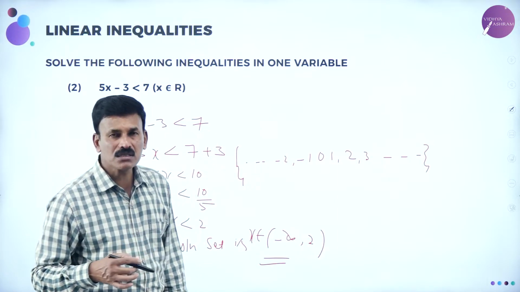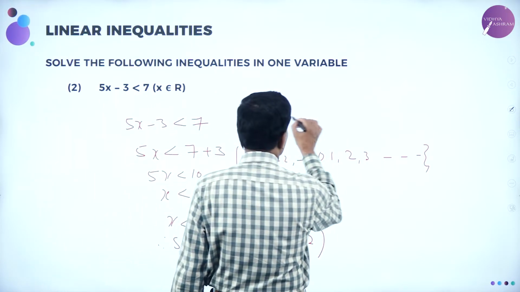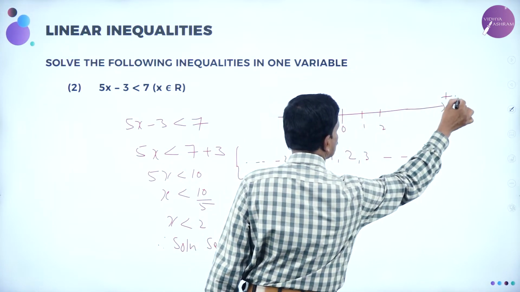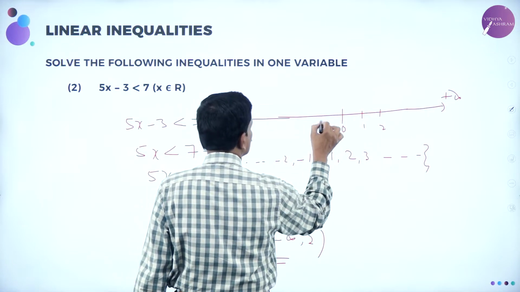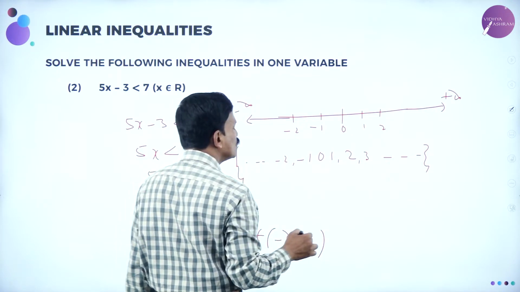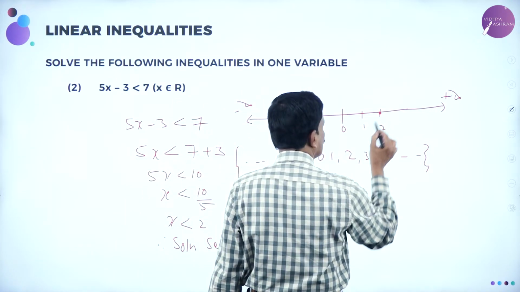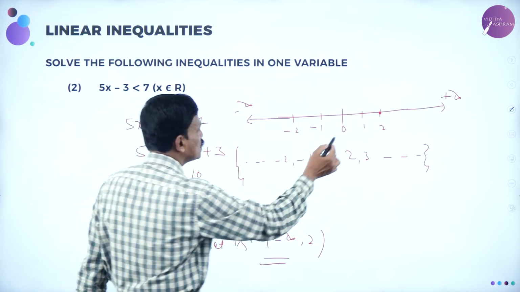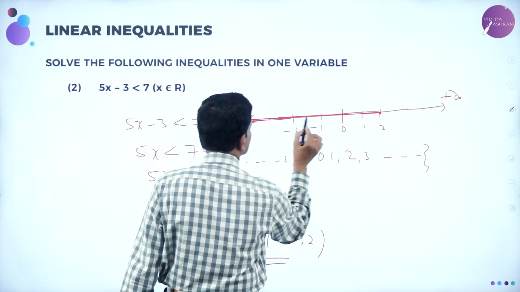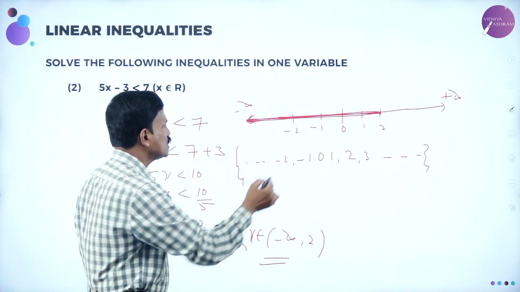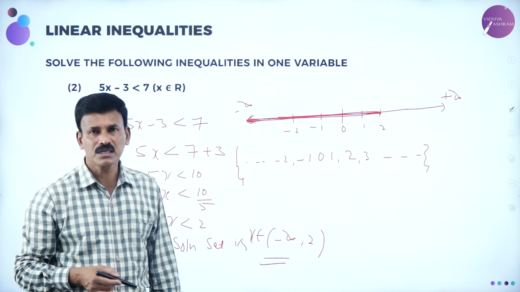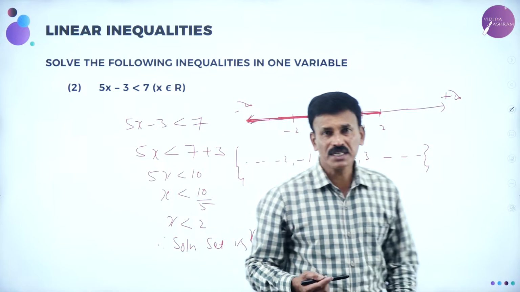Now how to represent this on the number line? These are the values plus 1, plus 2, etc., plus infinity, and here it is minus 1, minus 2, etc. This is minus infinity. So 2 and less than 2 means these are the values. So this comes under the representation of the number line. So these values, that is 2 to minus infinity. This is how we are going to represent it on a number line. That's it. Okay. Now let us come to the next problem.